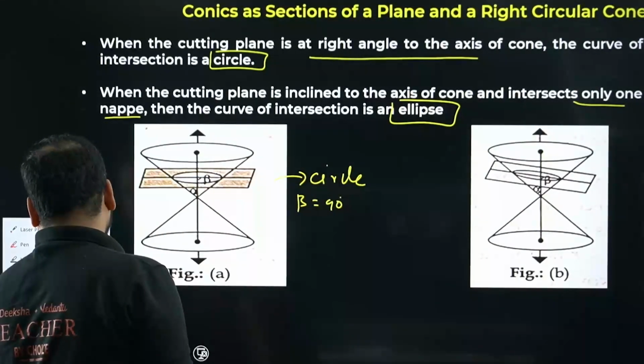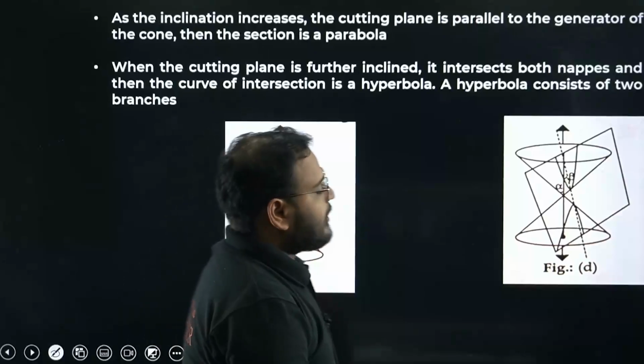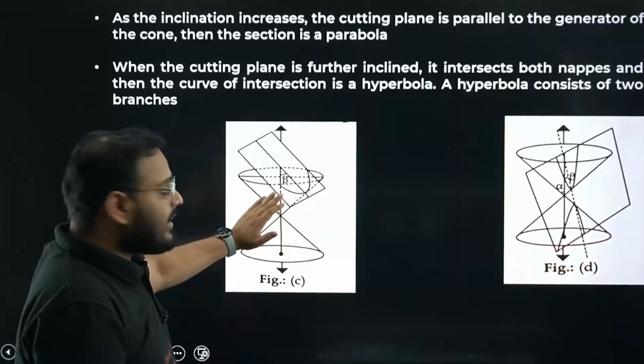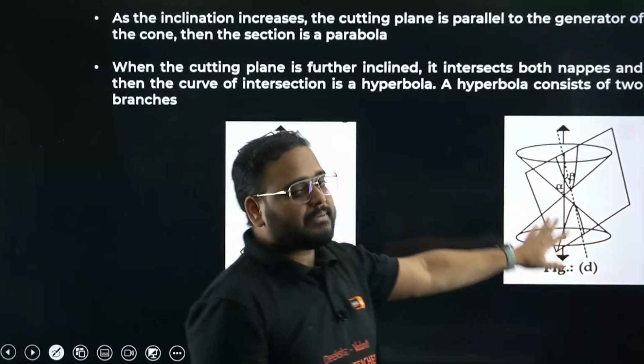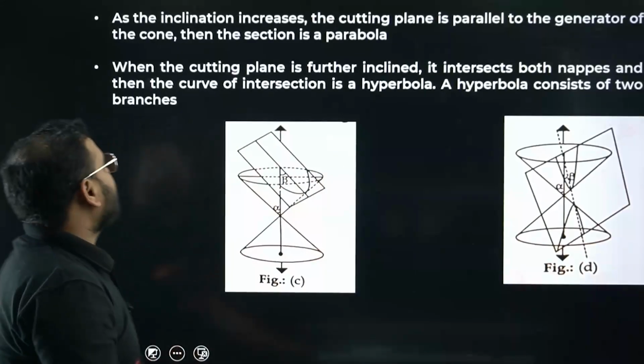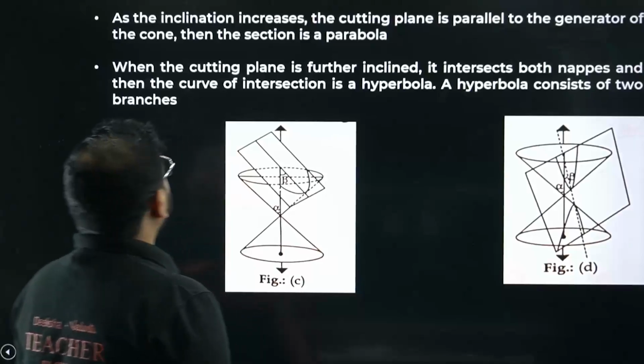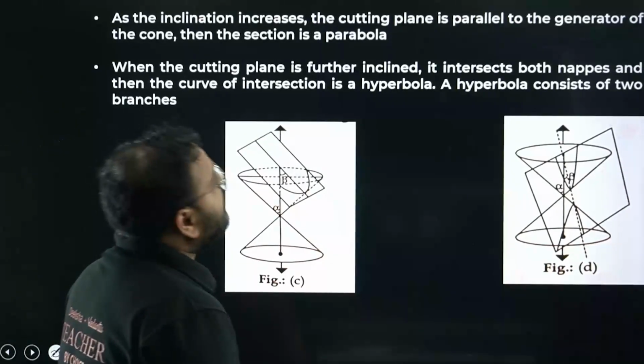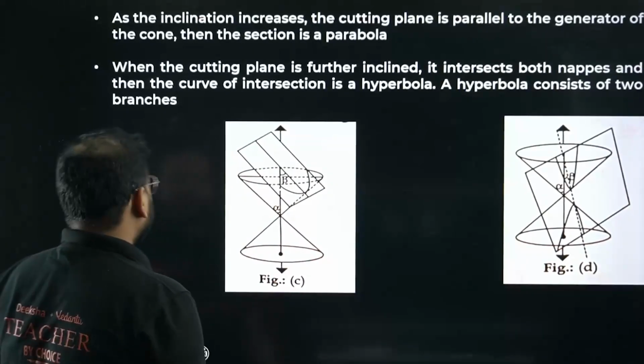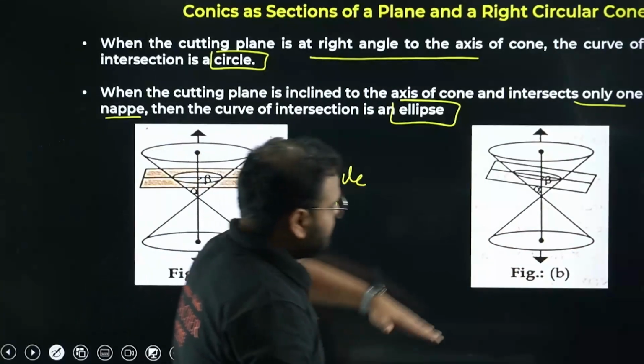Okay, let's begin now with the next case, where we are talking about parabola, again in only one nap. If you take both the naps, you'll get hyperbola. Okay, so let's read the inclination part. As the inclination increases, the cutting plane becomes parallel to the generator. Please check here. In this case, the cutting plane was like this.